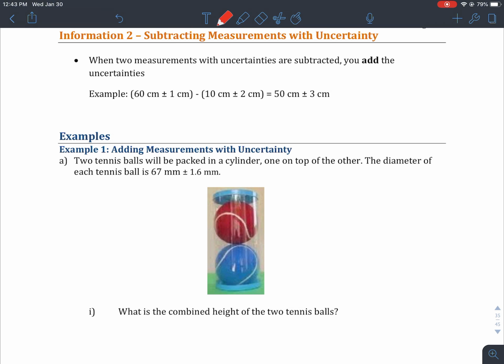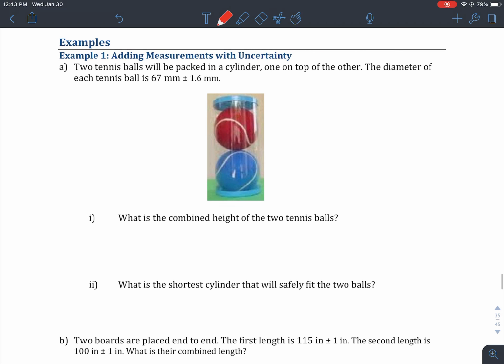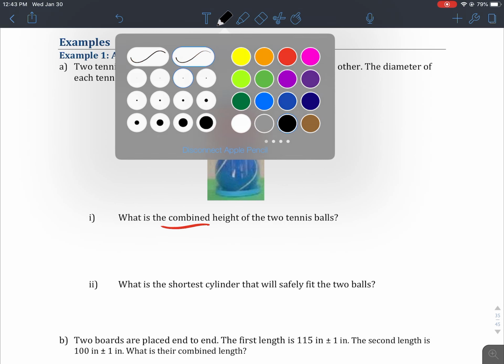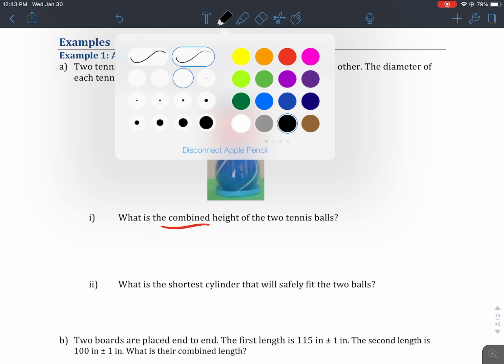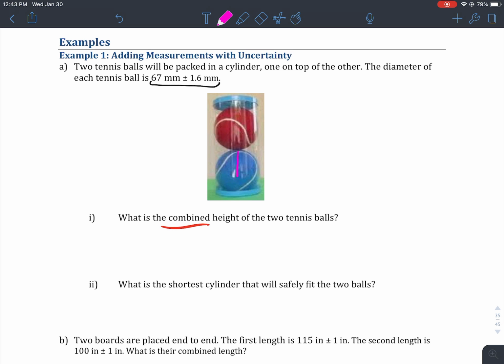The diameter of each tennis ball is 67 millimeters plus or minus 1.6 millimeters. We're asked what the combined height of the two tennis balls is. Whenever you see combined height, really it's going to tell you to add. Now the two tennis balls are going to be identical in size. So if I'm given the diameter of it, really it's telling me the height of the tennis ball. Because remember, the diameter is the line that goes straight through the center of that object, straight through the center of that circle, end to end. And so that's going to tell us what the height is.